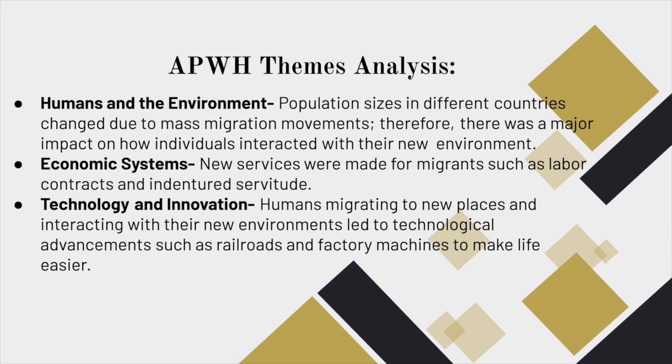For this lesson, we came up with 3 main themes. Our first theme was humans in the environment. Population sizes in different countries changed due to mass migration movements. Therefore, there is a major impact on how individuals interacted with their new environment. Our next theme was economic systems, because new services were made for migrants, such as labor contracts and indentured servitude.